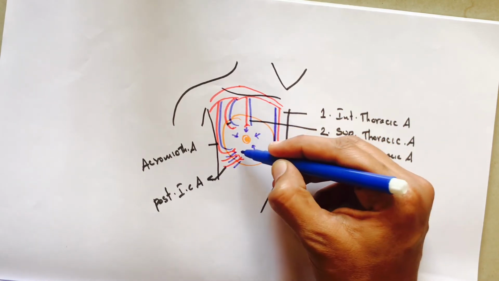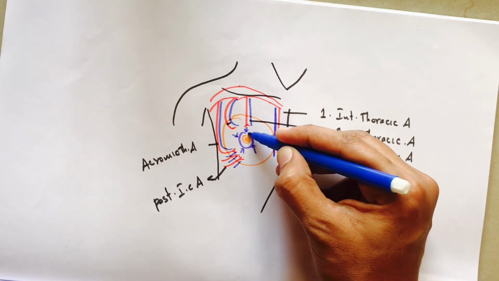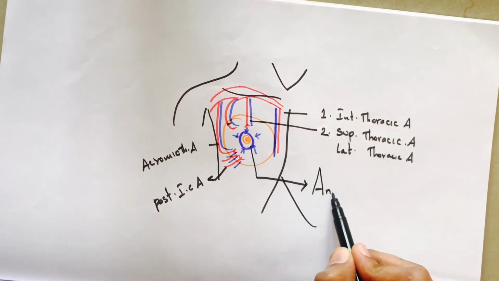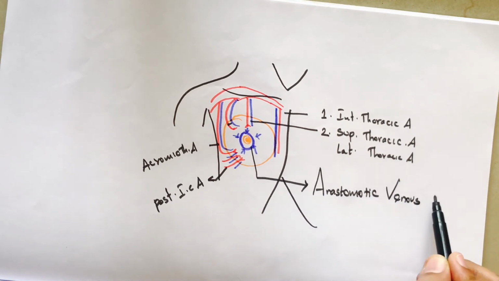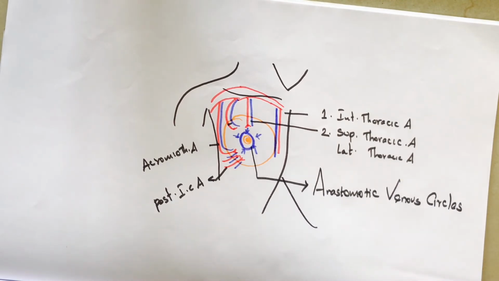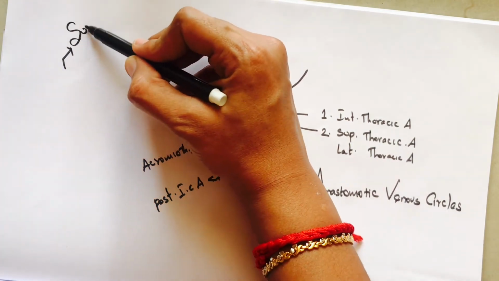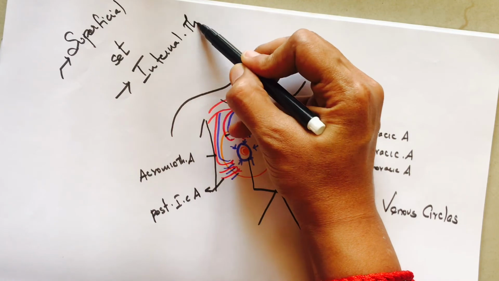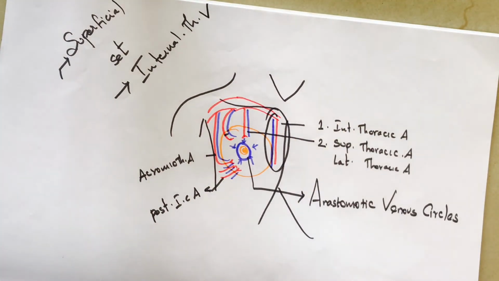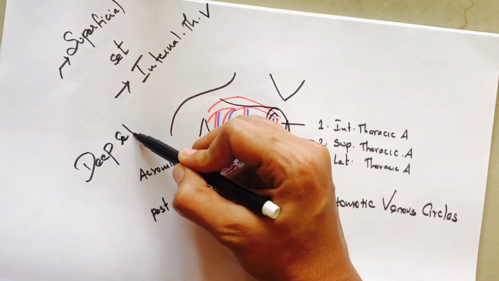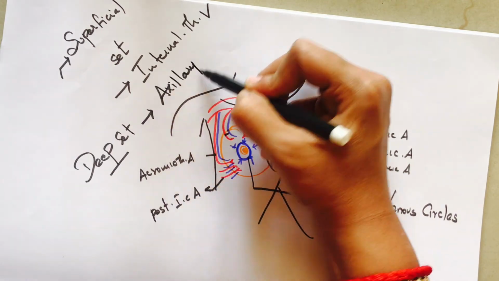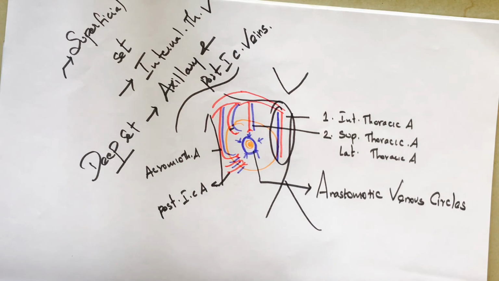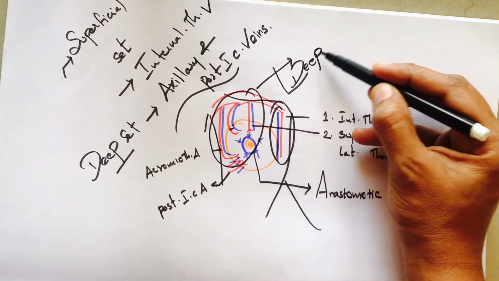These veins move towards the base of the nipple to form the anastomotic venous circle. Generally, the venous drainage is divided into superficial and deep venous sets. The superficial veins drain into the internal thoracic vein, whereas the deep veins drain into the axillary and posterior intercostal veins.